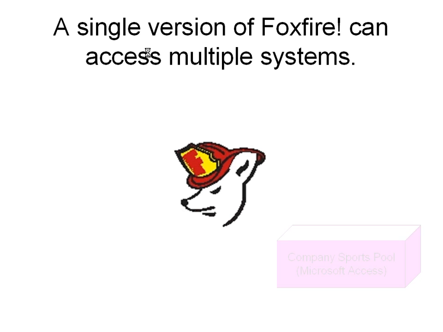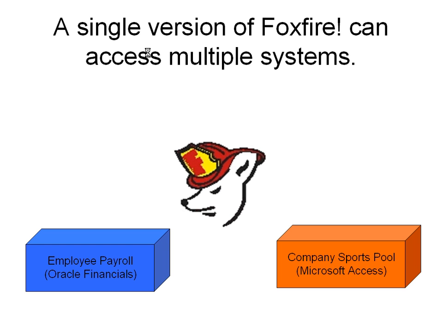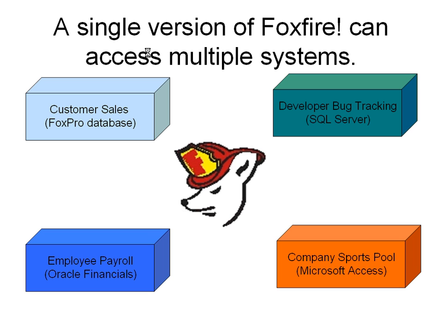So you may have, for example, a company sports pool that runs on Microsoft Access. You may have the employee payroll, which is run maybe with Oracle Financials. You have your customer sales database that runs under a FoxPro database. And then you may also have a developer bug tracking system, all that runs under SQL Server. Well, one version of Foxfire can access all of these different systems and build reports on them as you need to.